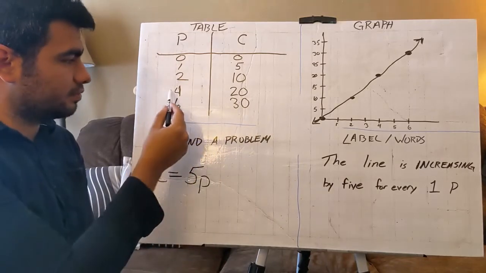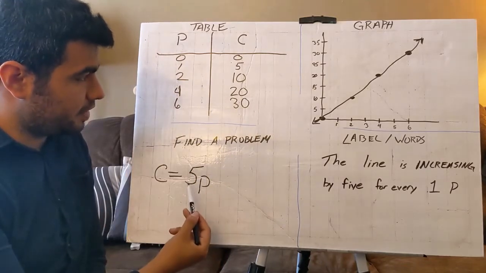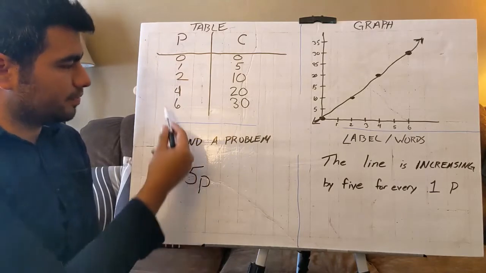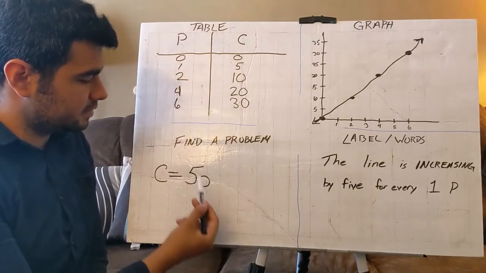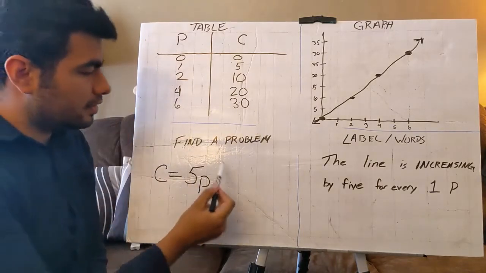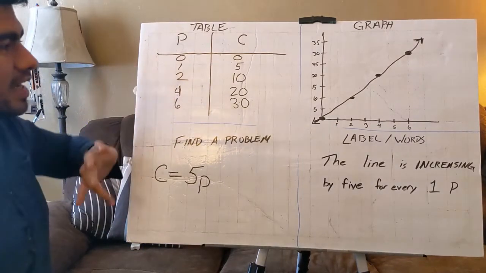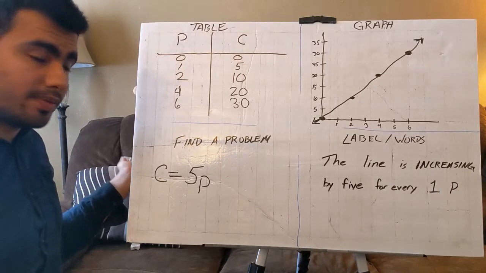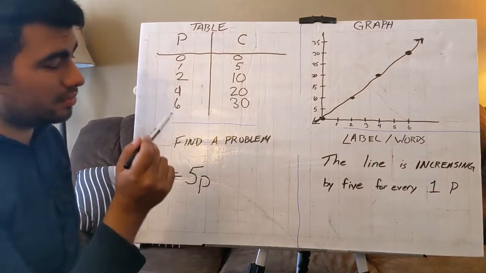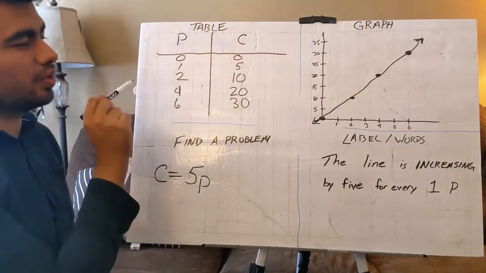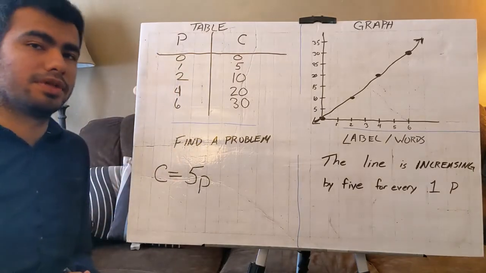Well, let's try the rest of them. 4 times 5, that would give me 20. 6 times 5, that would give me 30. So this problem matches up with this table. It's kind of like you're going backwards in what we did yesterday. Think about the table that you're given and then try to come up with your own problem for this.